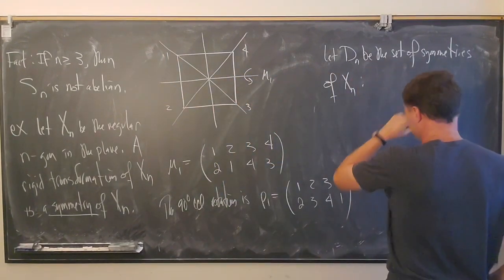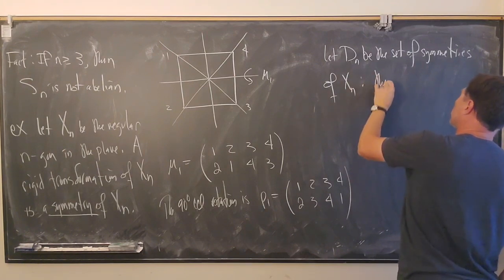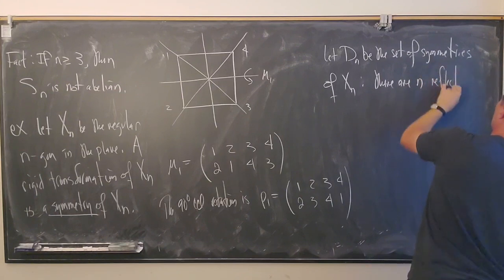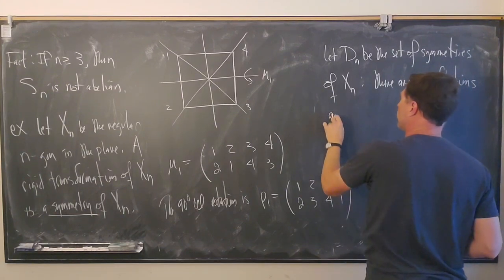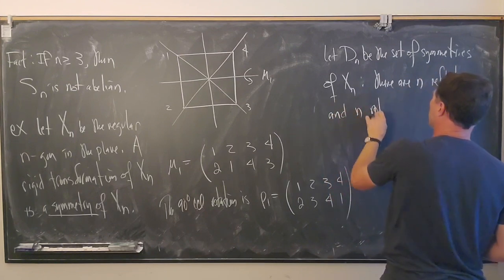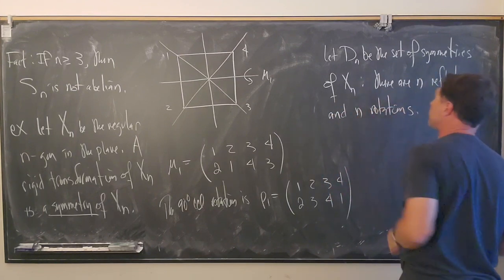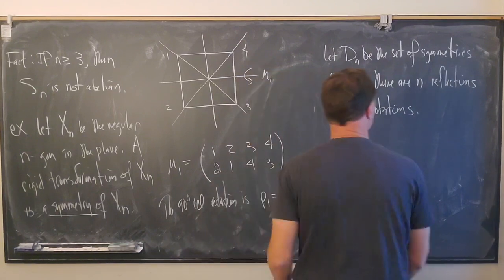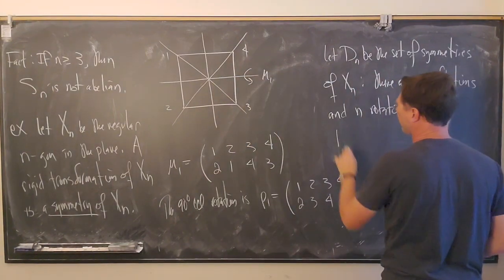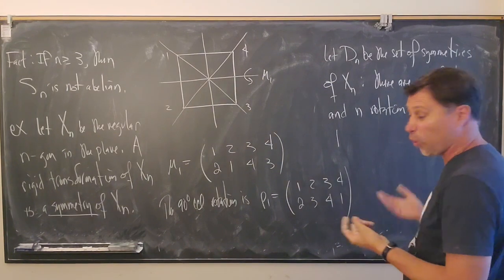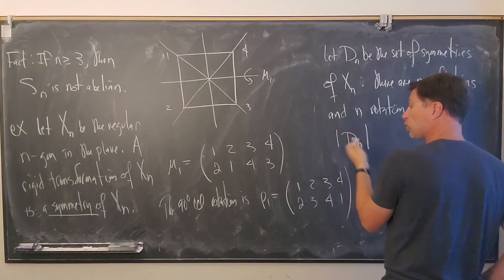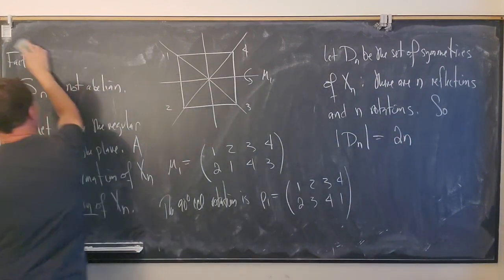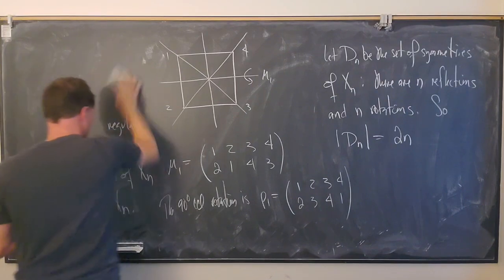And so there are n reflections and n rotations. So the total number of symmetries is 2n. So the cardinality, in fact, we're going to show that it's a group in just a second. And so the order of the group Dn is going to be 2n. Right, but officially I can't say order, I'd have to say cardinality right now, because we haven't proved that it's a group.